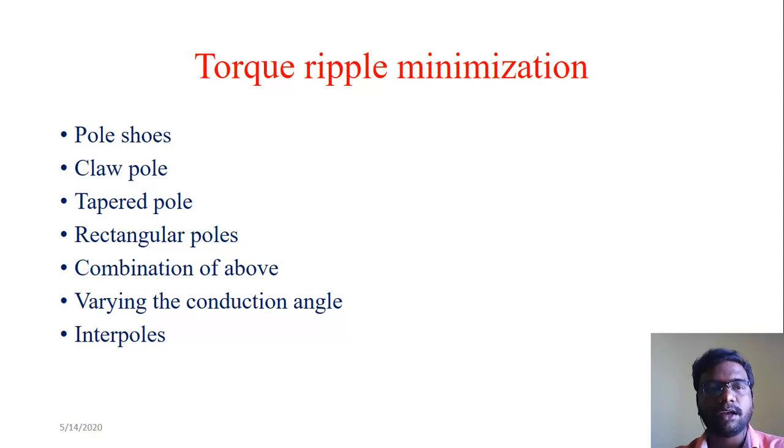Number one is by incorporating pole shoes, and the second one is a claw pole, a tapered pole, or a rectangular pole, where the rectangular pole is the conventional pole used in an SRM motor, and then make some combination of all the above. Either go for a rectangular pole with pole shoes, or a tapered pole with pole shoes, or a claw pole with pole shoes, right? So make some combinations of the above aspects.